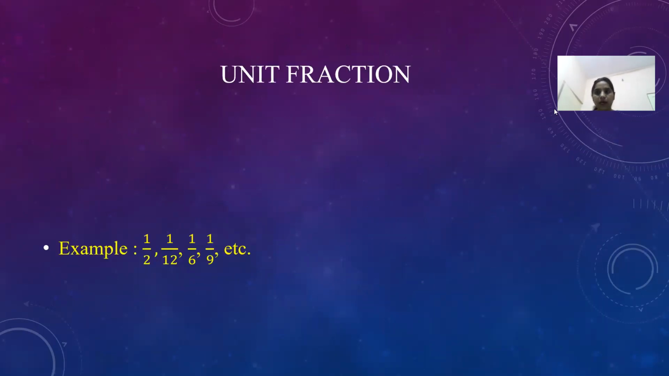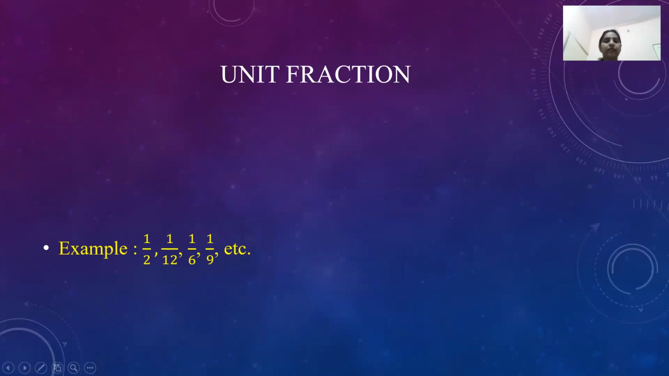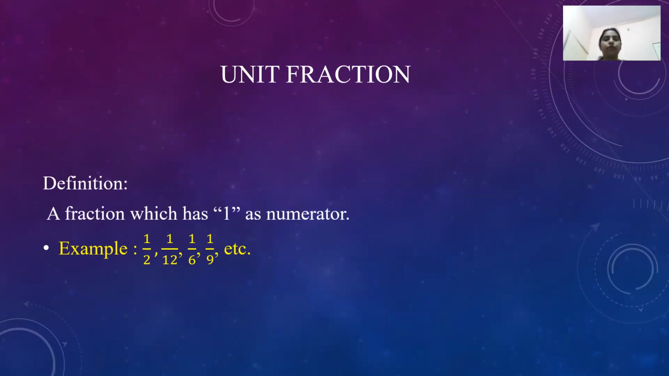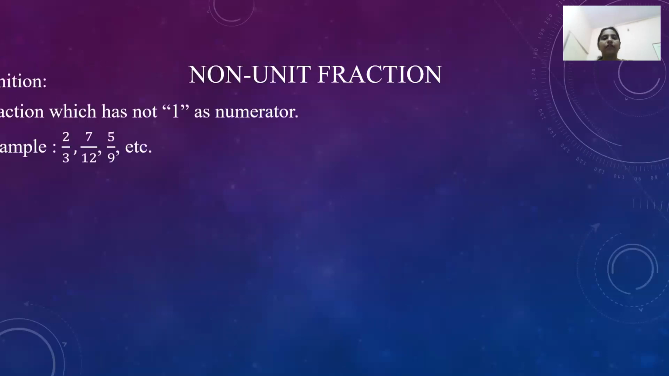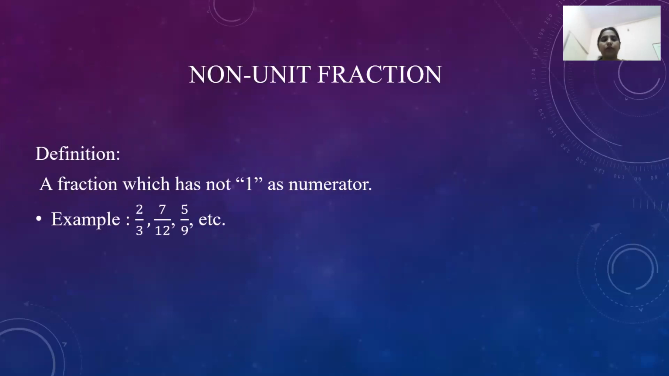Fractions are divided into two parts. One is unit fraction and the second is non-unit fraction. Unit means 1. Whenever the numerator of any fraction is 1, those fractions are called unit fractions. And whenever the numerator is not 1, any other number, then that type of fraction is called a non-unit fraction. So 1 by 2, 1 by 12, 1 by 6 are unit fractions. And non-unit fractions can be 2 by 3, 7 by 12, etc.